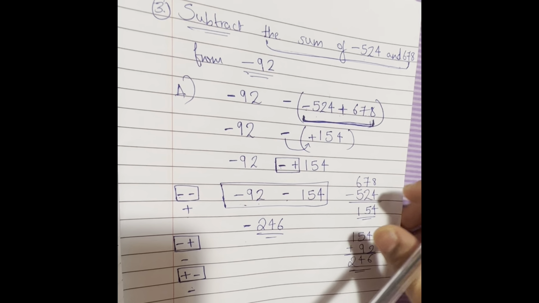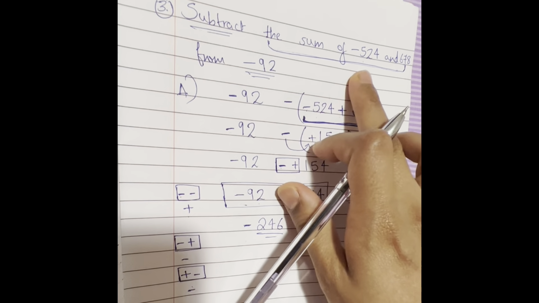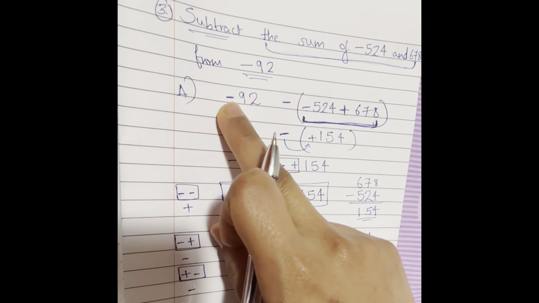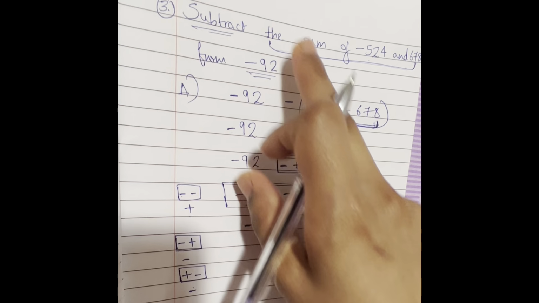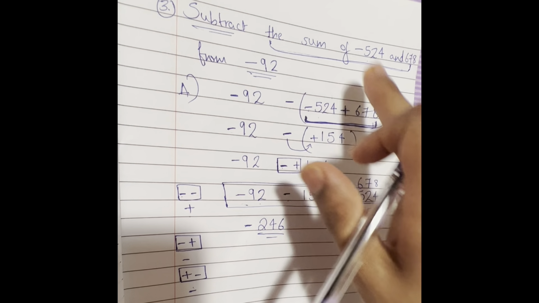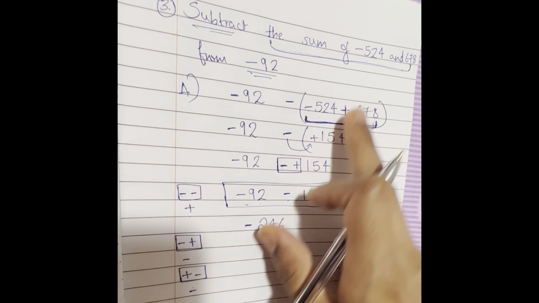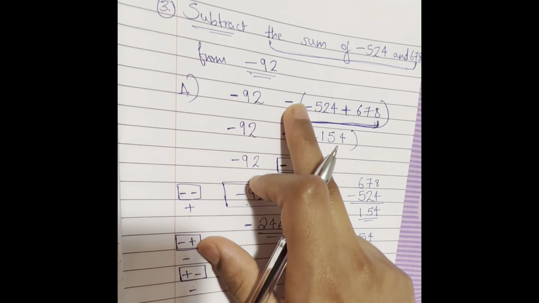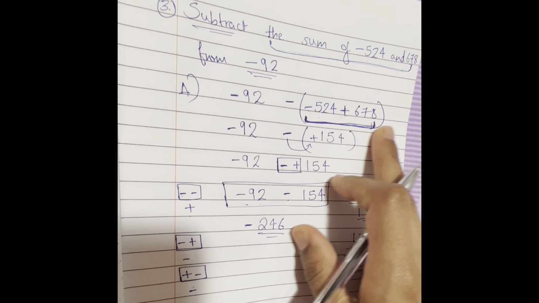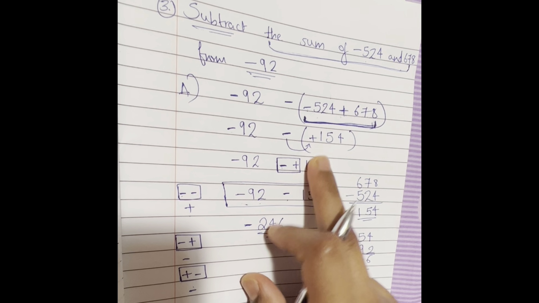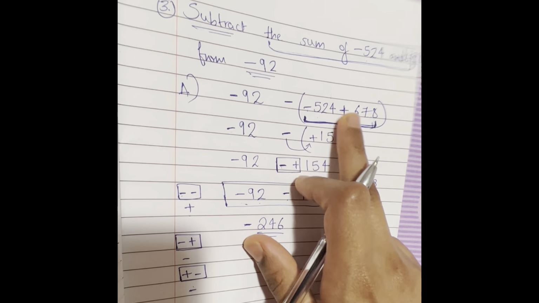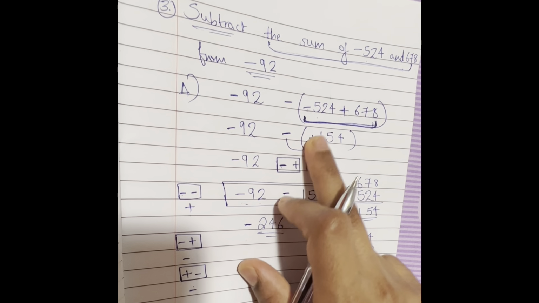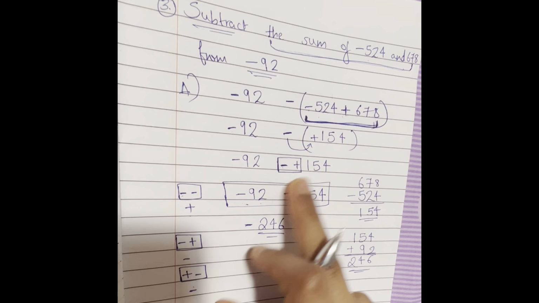Just need to be aware of what we are doing. Subtract the sum of minus 524 and 678 from minus 92. So minus 92 we'll write first, then put the minus sign, then this term inside the bracket, minus 524 and plus, since it's written sum, then 678. What comes inside the bracket we have to solve first and simplify. One is a positive integer, one is a negative integer. We'll subtract, put the bigger number's sign. Now taking the minus sign inside the bracket and removing the bracket, minus and plus come together, it becomes minus.